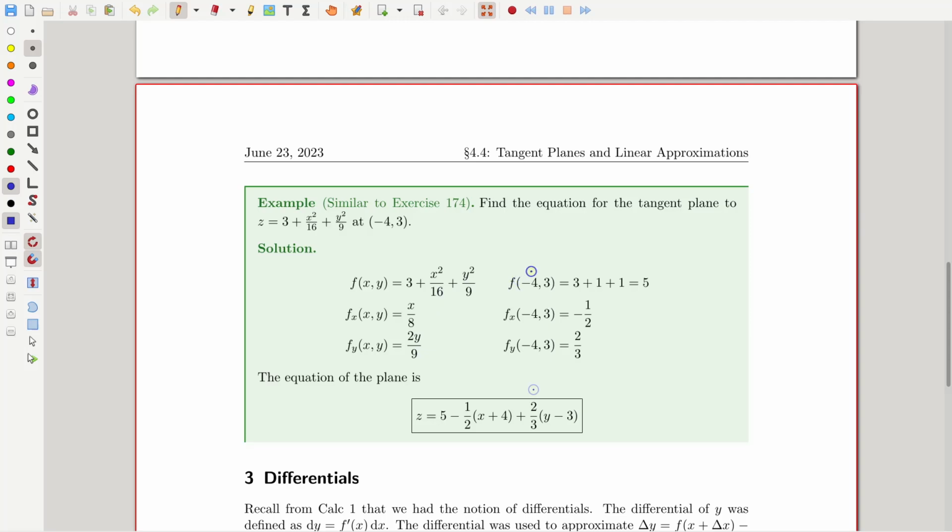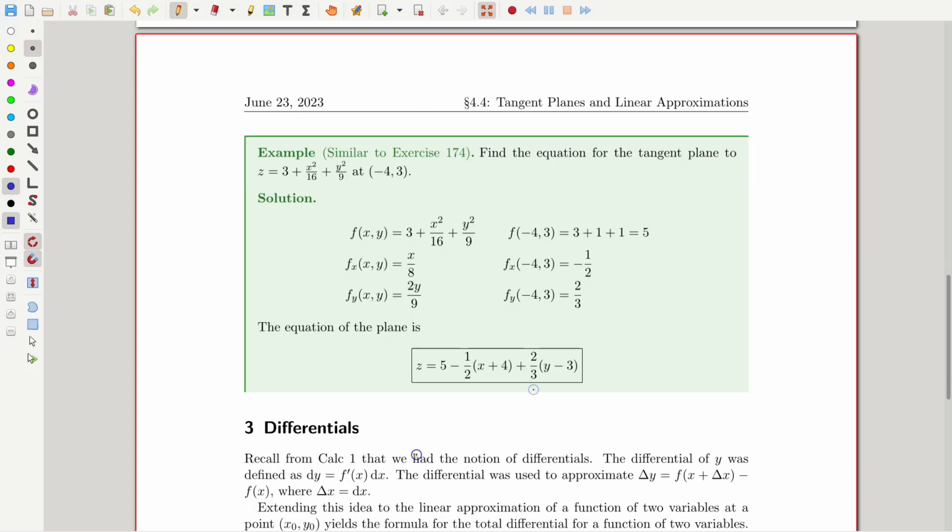Okay, then you plug in at the point, and then you collect things together into the formula for the tangent plane. Right, so z is equal to f at the point, plus f sub x at the point times x minus x naught, plus f sub y times y minus y naught. So that should be clear.